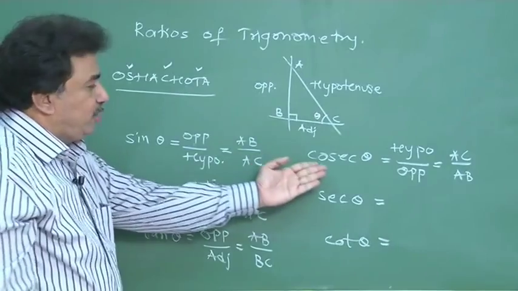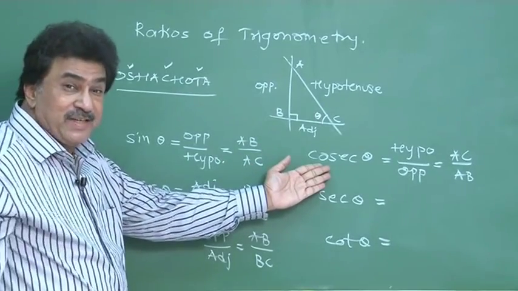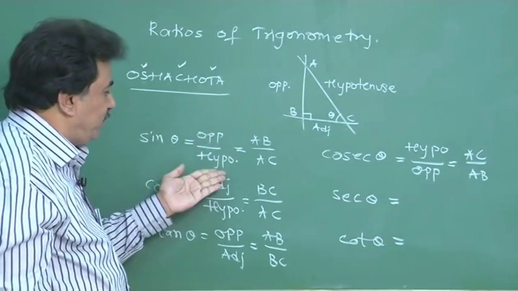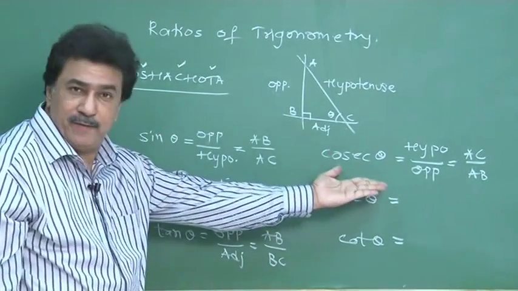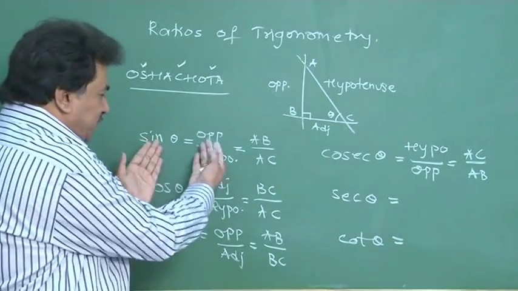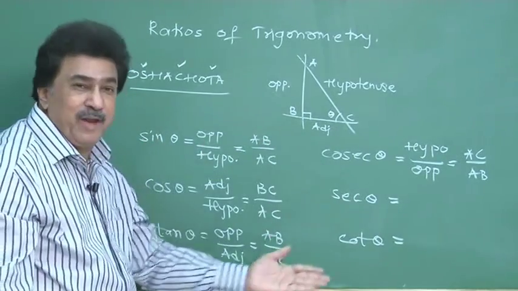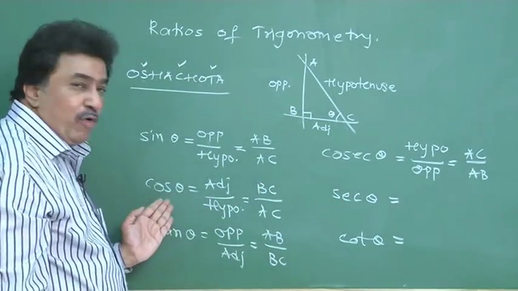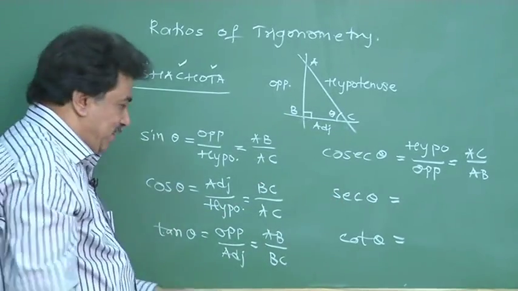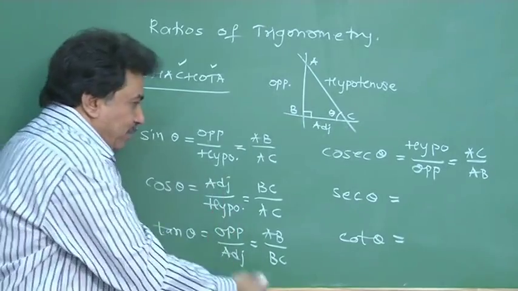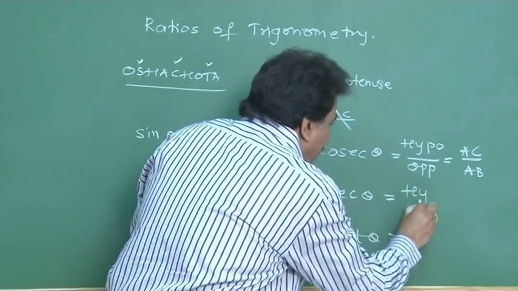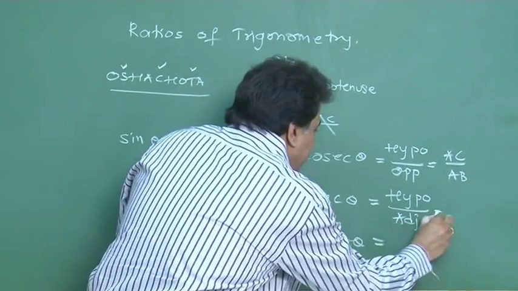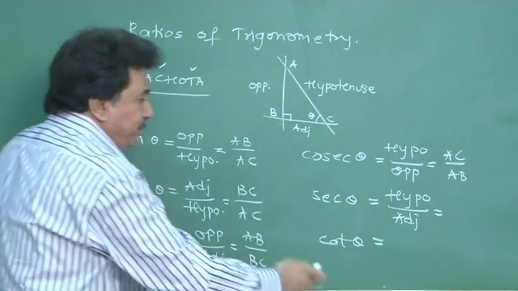Sin theta, cosec theta. Cosec is reciprocal of what? Sine. So whatever sine may be, just reciprocal of that. Hypo upon what? Opposite. That's over here. Once you know these three ratios, the remaining three look very much simpler. Sec theta, reciprocal of what? Cos theta. What is cos? Adjacent upon hypo. Over here, hypo upon adjacent. That is AC upon BC.